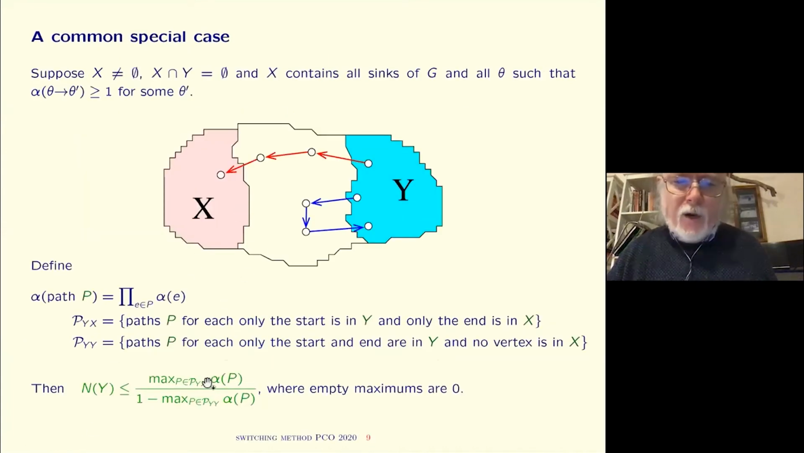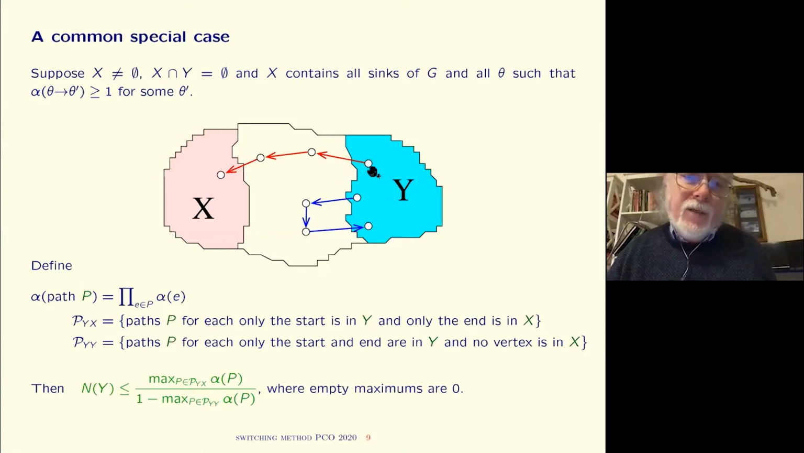This PYX corresponds to paths going from Y to X. The paths that start in X and end in Y, which would be increasing the number of dominoes, don't come into the answer at all. It's only the paths that decrease dominoes.